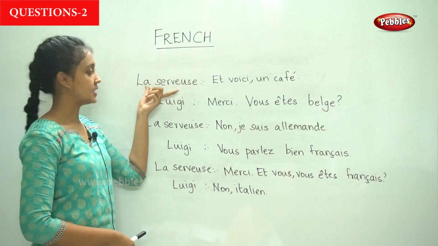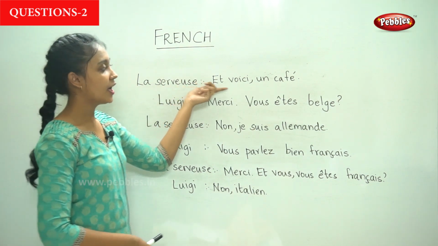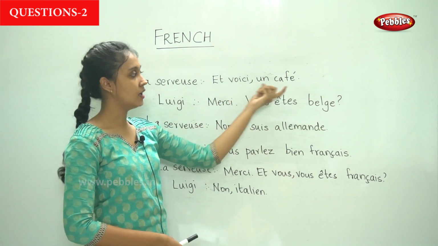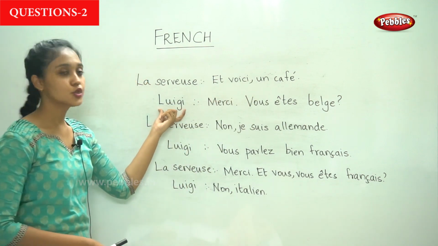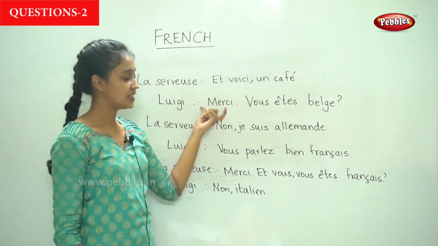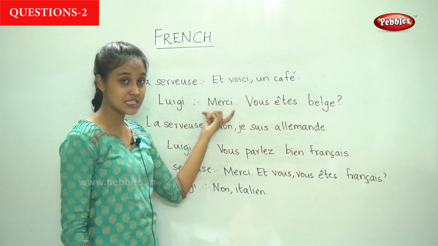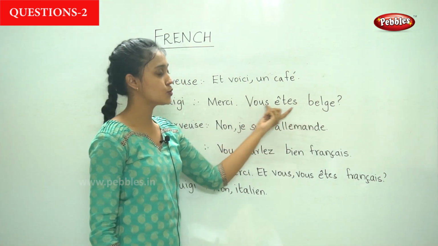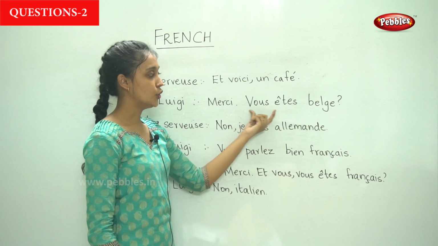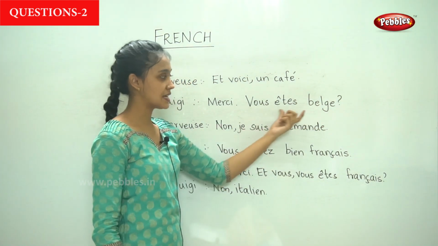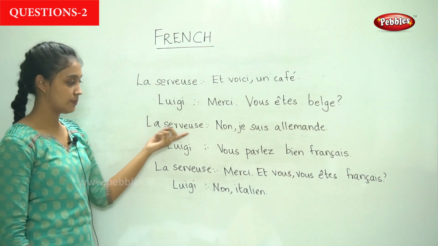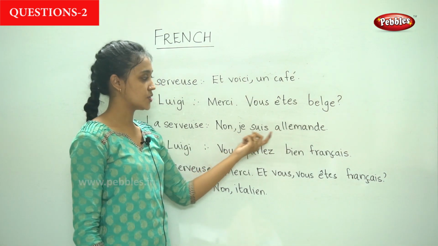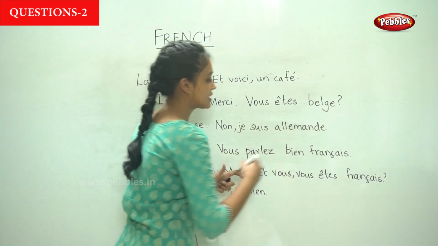La serveuse. It is a waitress. Et voici un café. And here a coffee. Un café. A coffee. So Luigi says merci. Do you remember what merci means? It means thank you. Merci. Vous êtes belge? He is asking, you are from Belgium. Vous êtes belge? So she replies, non, non, je suis allemand. Je suis allemand. So this means she is from Germany.